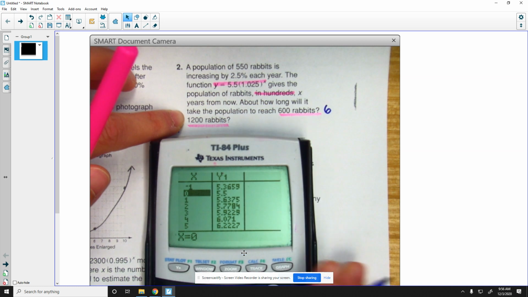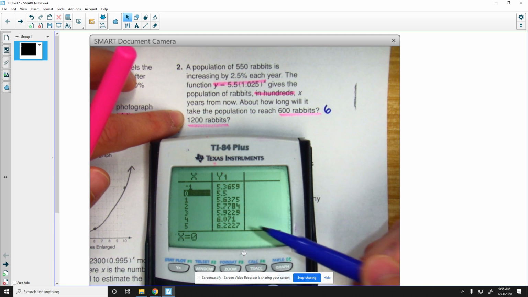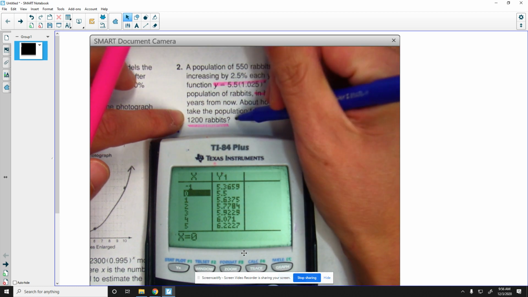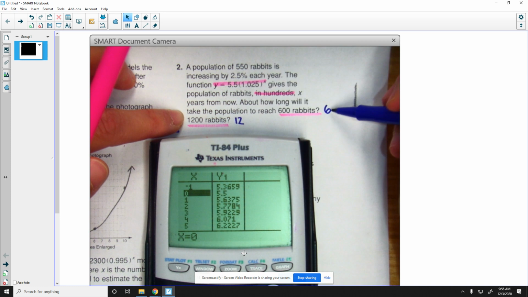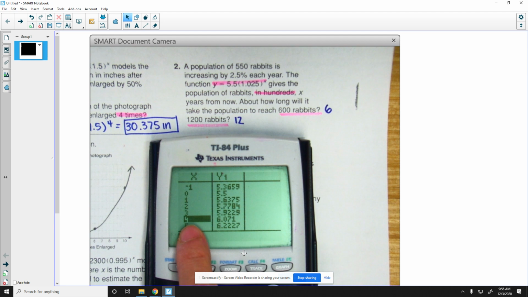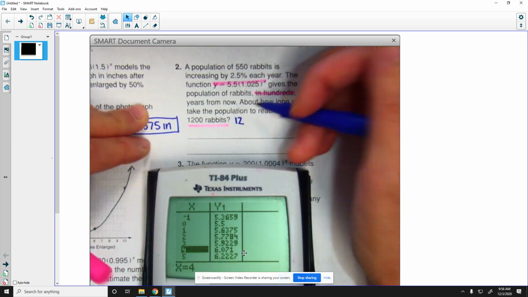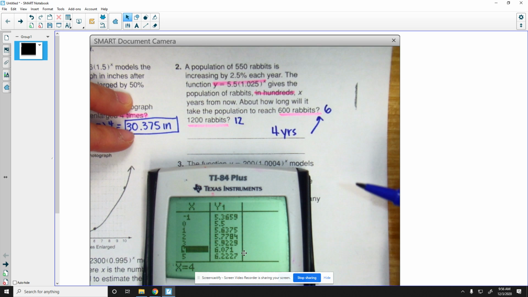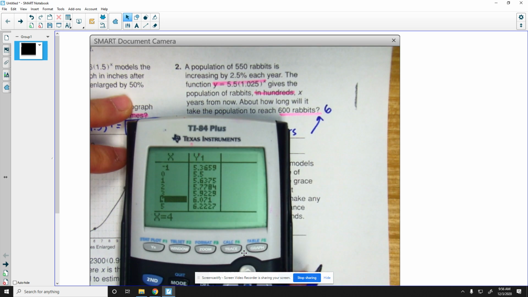1,200 rabbits is actually the number what? Reed? 12, because 1,200 is 12 hundreds, right? So I'm actually looking for the number 6 and the number 12. The number 6 would be about at the 4, right? It's not quite 3 because that's 5.9. So the number 6 would be the 4. So I would say it would be 4 years for that one. And then keep on scrolling down.